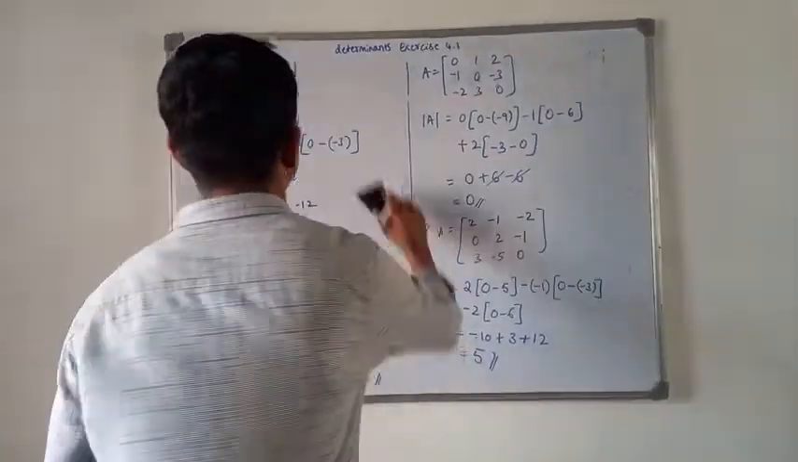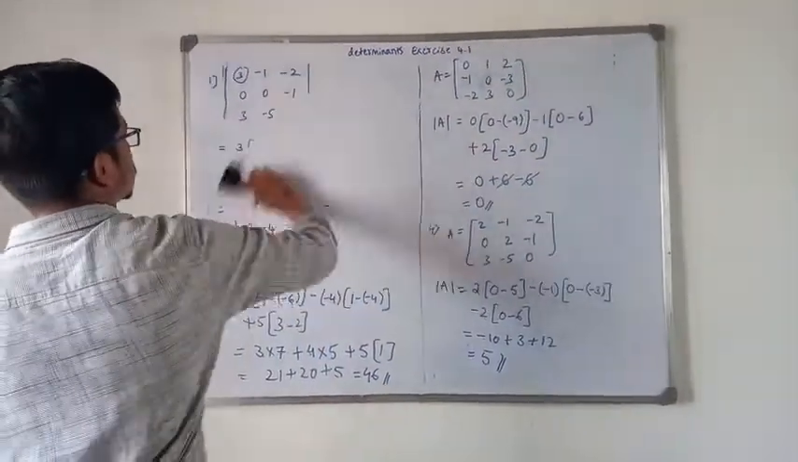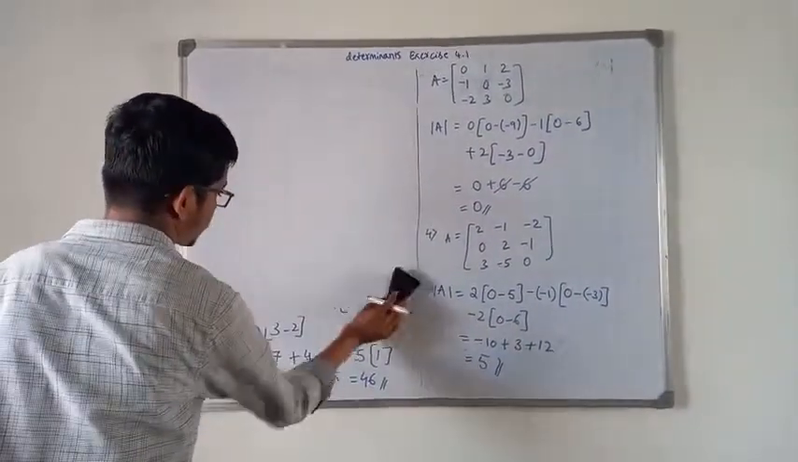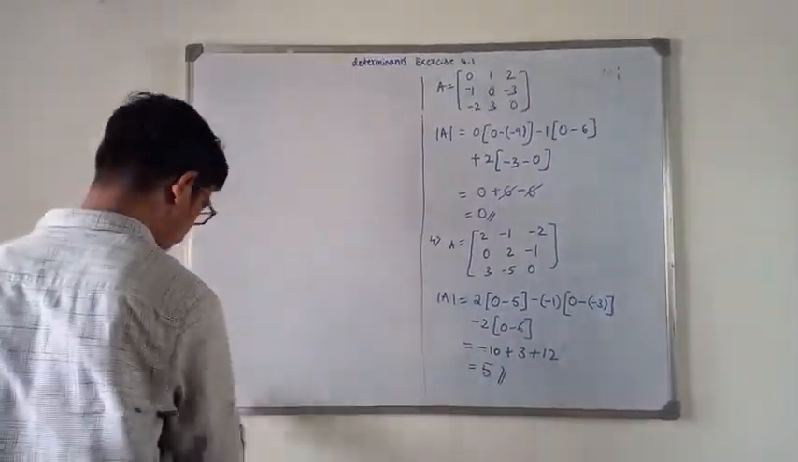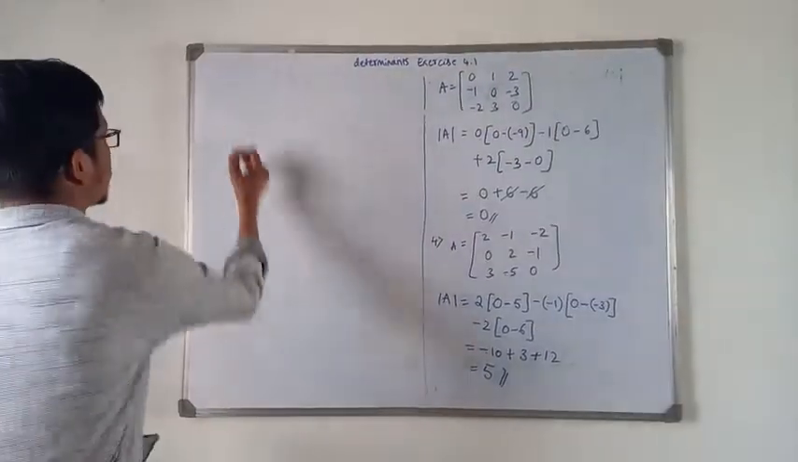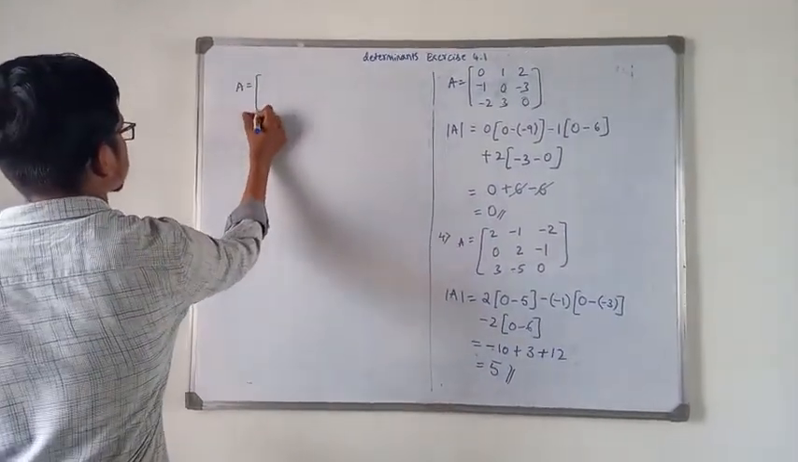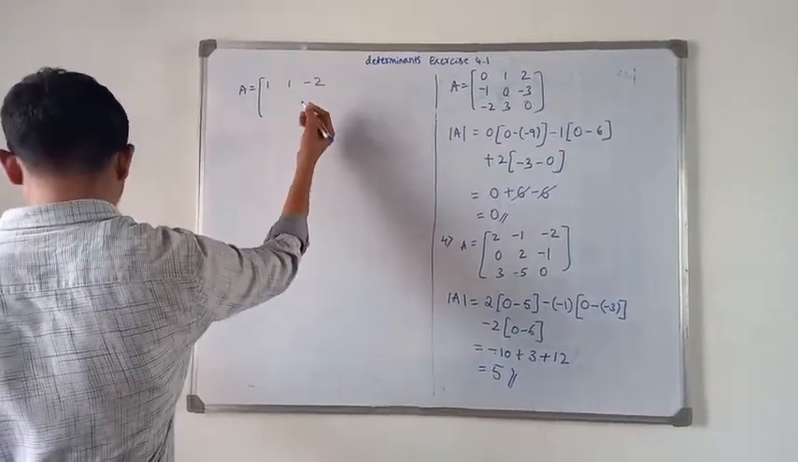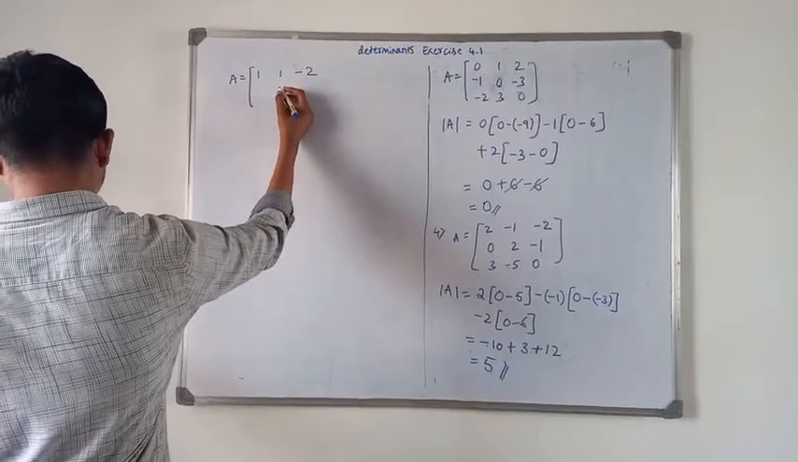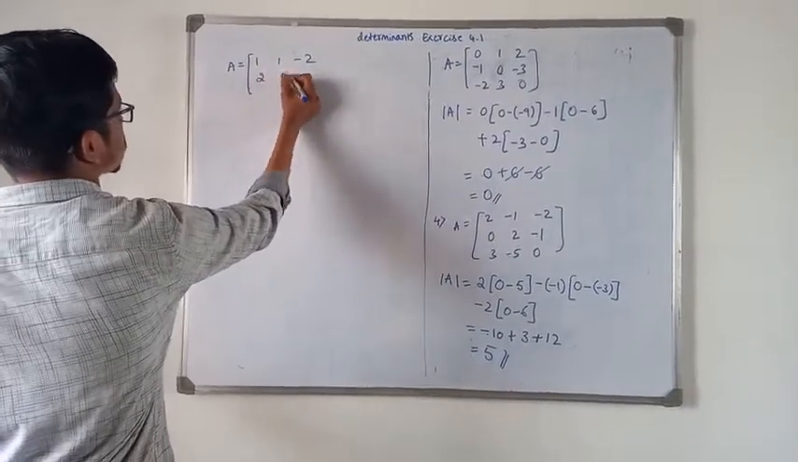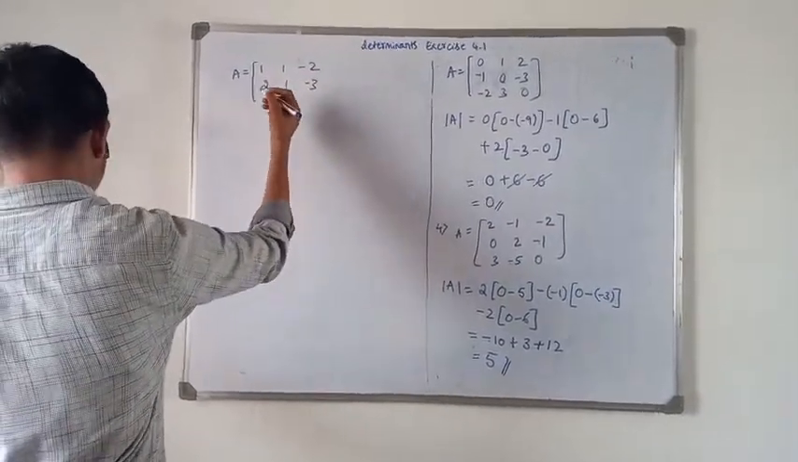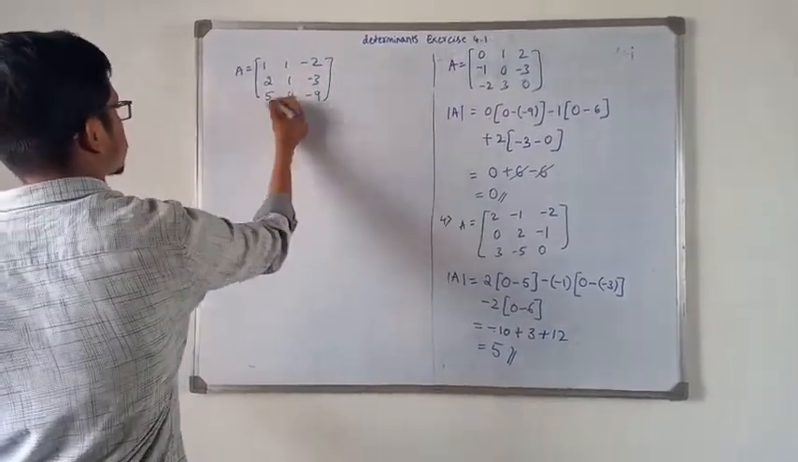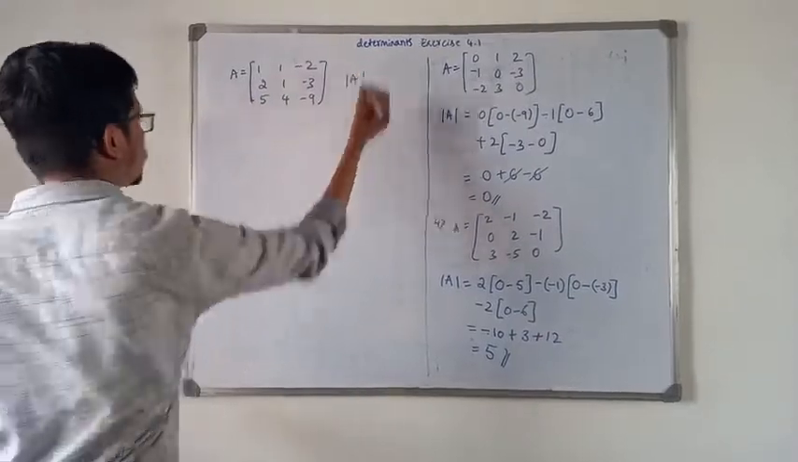We are going to the next question. Let A be the matrix with rows 1, 1, -2; 2, 1, -3; and 5, 4, -9. Find the determinant of A.